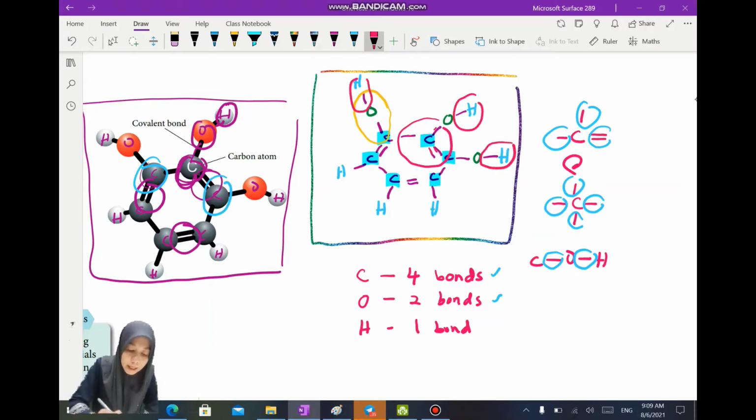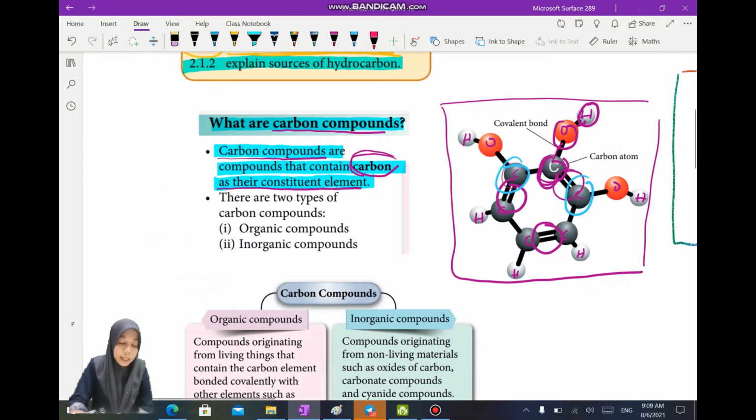Okay, dia ada 1 sahaja kalau H. Okay, H ada 1 sahaja. C ada 4, O 2, and then H only 1. Okay, get it? Okay, so kat sini, what are carbon compounds?